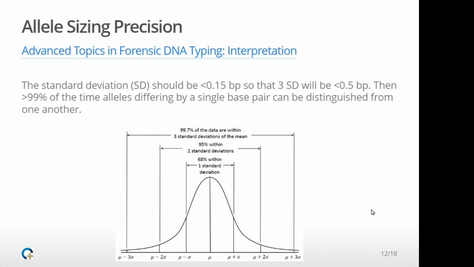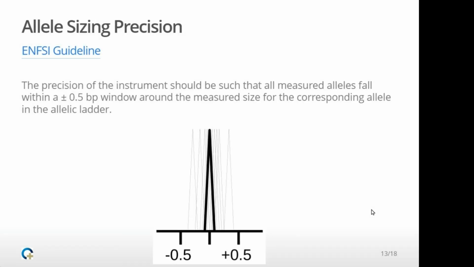For the allele size imprecision, the standard deviation should be less than 0.15 base pair, so that 3 standard deviations will be less than 0.5 base pair. Then more than 99% of the time, alleles differing by a single base pair can be distinguished from one another. A less statistical way to say it is that the precision of the instrument should be such that all measured alleles fall within a plus minus 0.5 base pair window around the measured size for the corresponding allele in the allelic ladder.